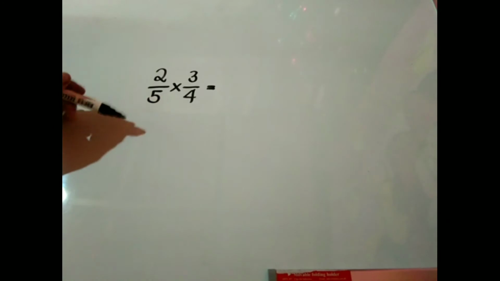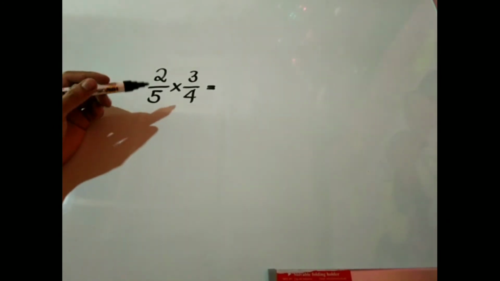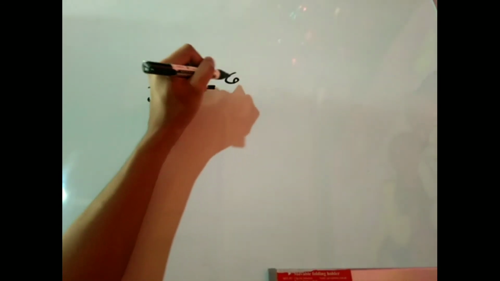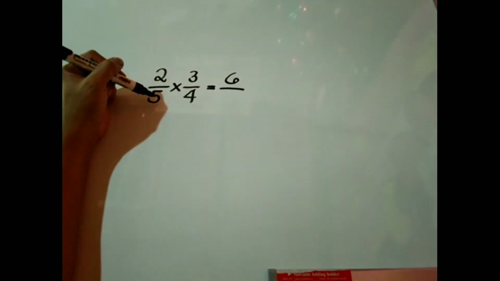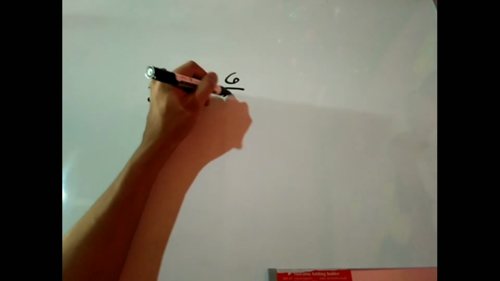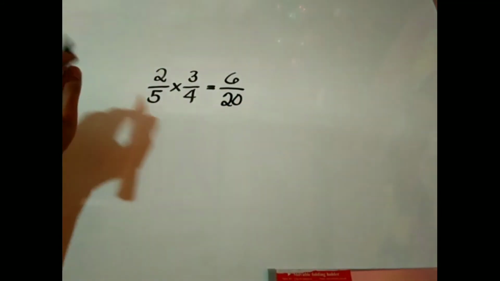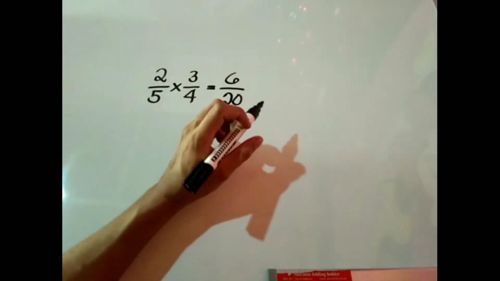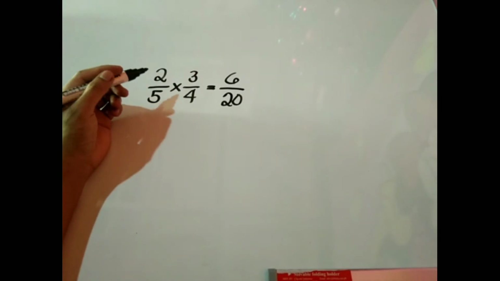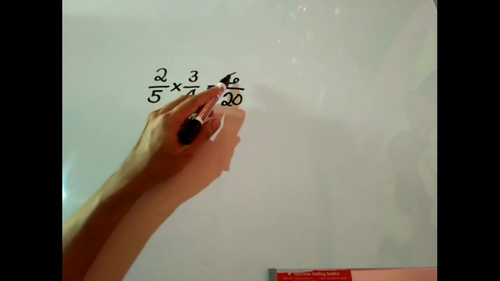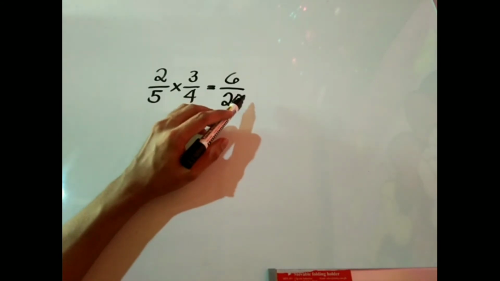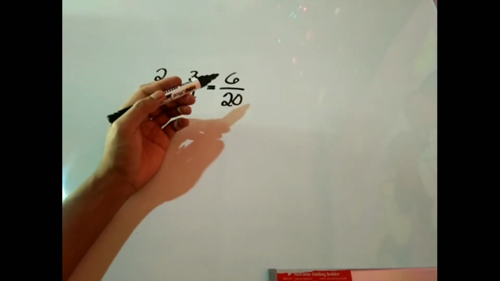So, we have here 2/5 times 3/4. So, step 1, we need to multiply the numerators. 2 times 3, we have 6 over. Multiply the denominators. 5 times 4, we have 20. So, since 6 and 20 are even numbers, pwede natin siya ma-divide also sa even numbers. So, try natin sa 6. 6 divided by 6, we have 1. 20 divided by 6 cannot be kasi may remainder.